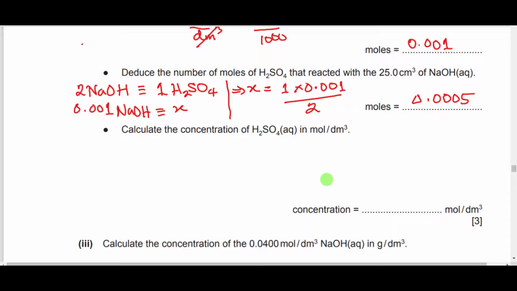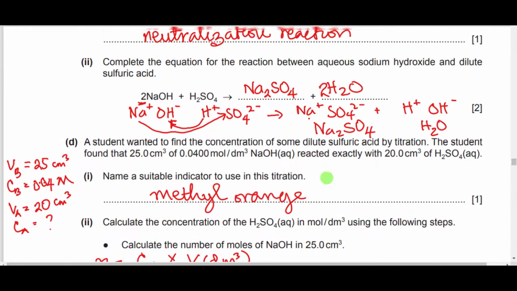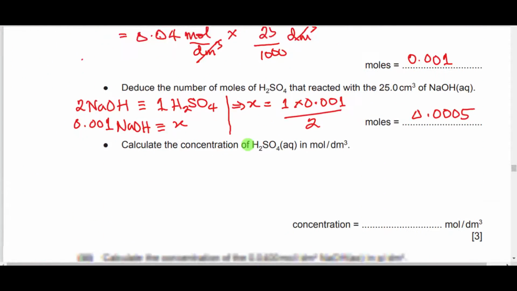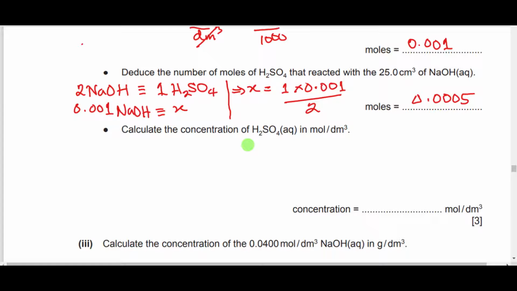It means that for every 2 moles of sodium hydroxide that reacts, 1 mole of H2SO4 will be used up, right? So that's what the stoichiometry, the mole ratio, says. So if 0.001 mole of sodium hydroxide reacted, then half of that amount of H2SO4 will be used up, which is 0.0005 mole.